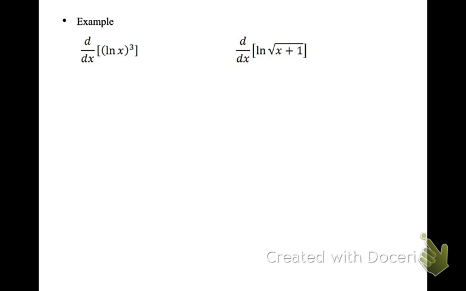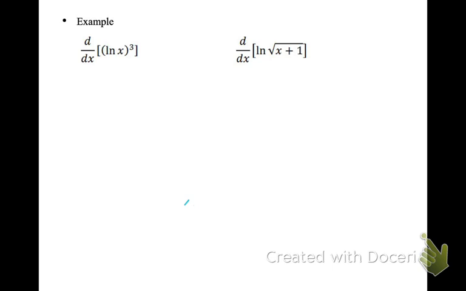Okay, d dx of the natural log of x cubed. So what rule am I going to use with this one? The chain rule. Good job. At least you can recognize it. You just can't do it. I can recognize it. Okay. So I do the chain rule by taking the derivative of the outside function times the derivative of the inside function. Yes? Okay. So the outside function is the cube.